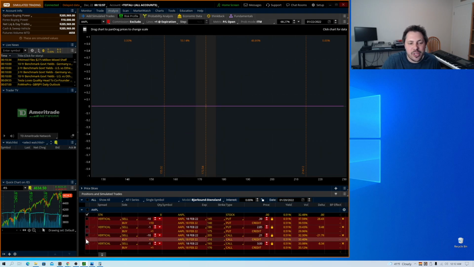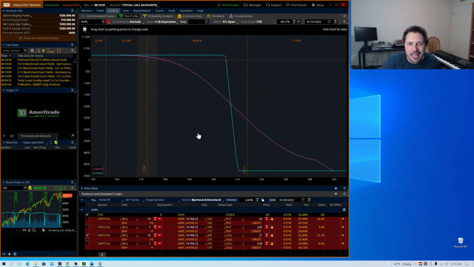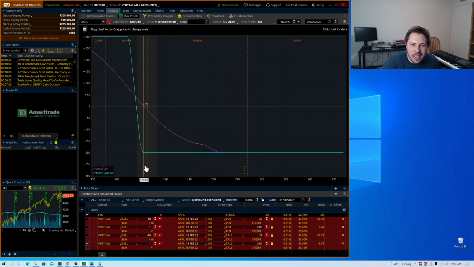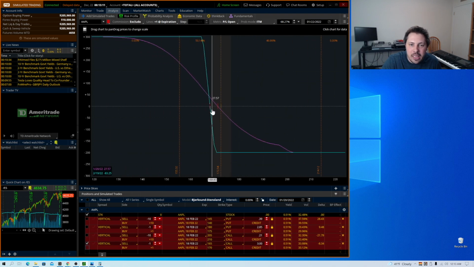And on the other side of that is the call credit spread. Again, selling the call credit spread way out of the money with really not great risk to reward, as opposed to selling the in the money call credit spread, where we're getting much better risk to reward.